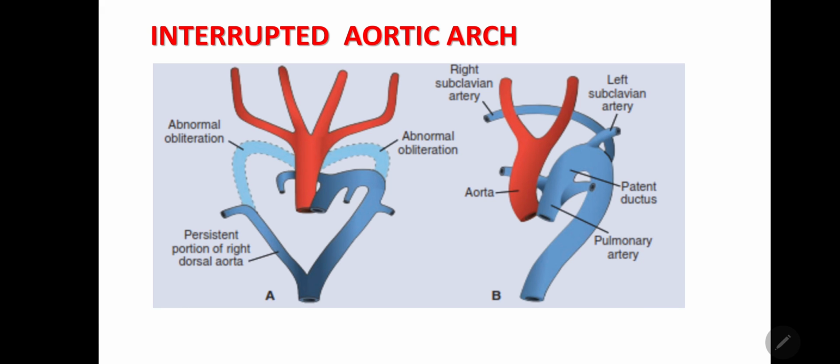Then one more anomaly is interrupted aortic arch. In this one, you can see there will be abnormal obliteration of the proximal portions of the fourth aortic arch artery. It can happen anywhere between the brachiocephalic trunk and common carotid artery and left subclavian artery, or left subclavian artery and seventh intersegmental artery, interrupted aortic arch. So that is about the aortic arch system.